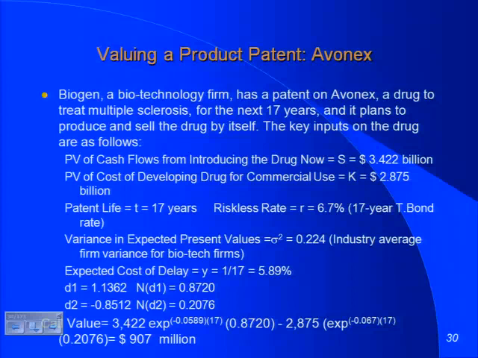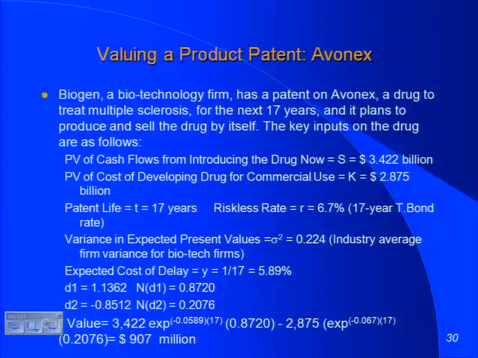$2.875 billion. If I stop there and asked you for the net present value for this project, this goes back to capital budgeting 101. What's the net present value of this project? $3.422 billion is what you think you can make as present values of cash flows today, minus the $2.875 billion, which gives you $547 million. File that away. That's the discounted cash flow value of this drug.